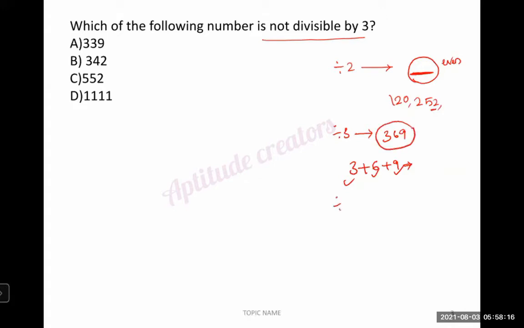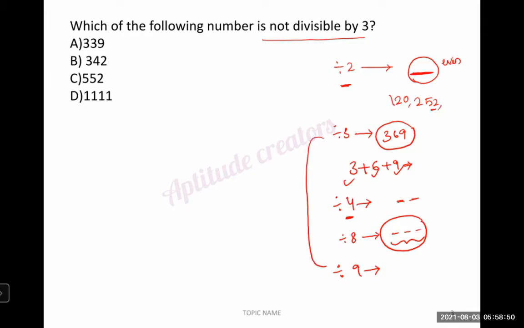Now, what about the divisibility rule for 4? Check the last two digits. The divisibility rule for 2 is to check the last digit, and for 4 it is to check the last two digits. The divisibility rule for 8 is to check the last 3 digits. If the last 3 digits are divisible by 8, then the whole number is completely divisible by 8. Now, what about 9? 9 is the sum of the digits. 3 and 9 both are the same, sum of the digits.